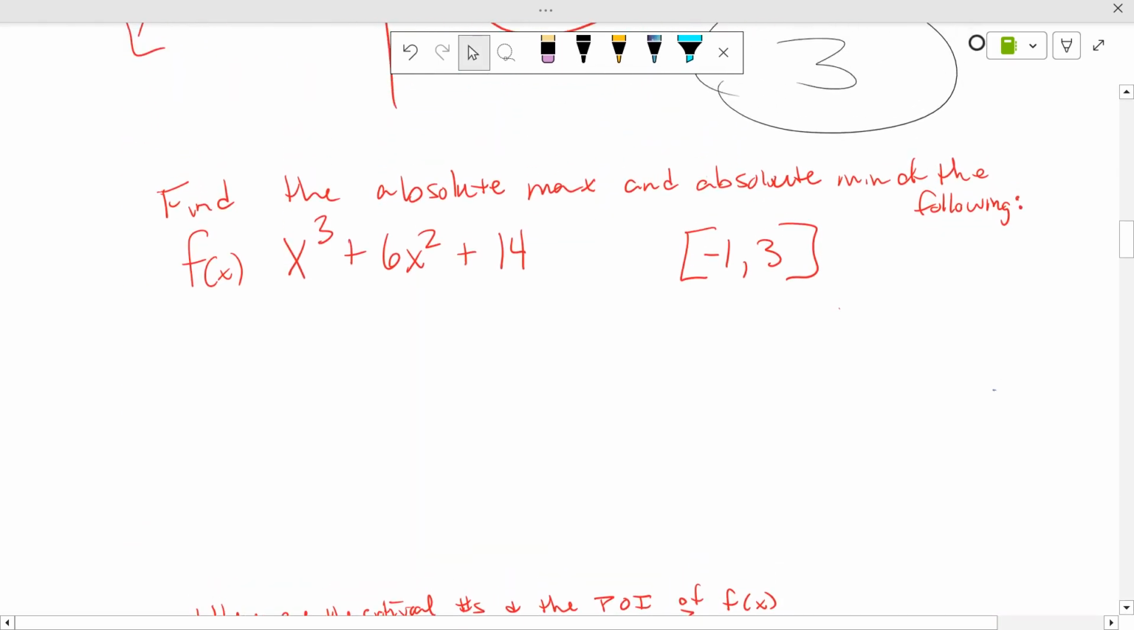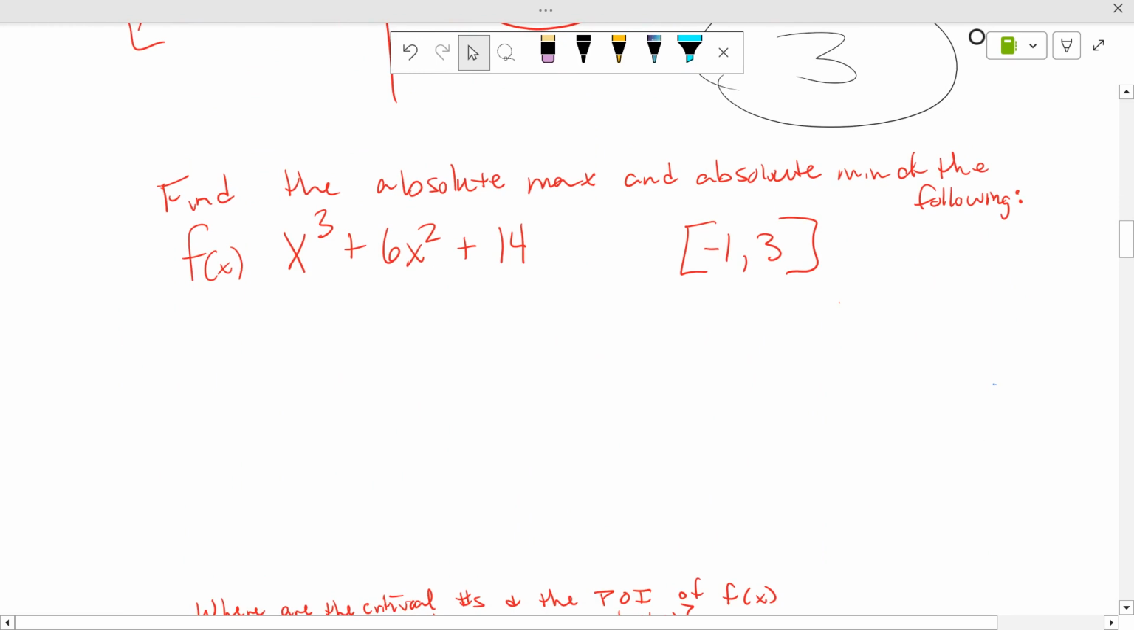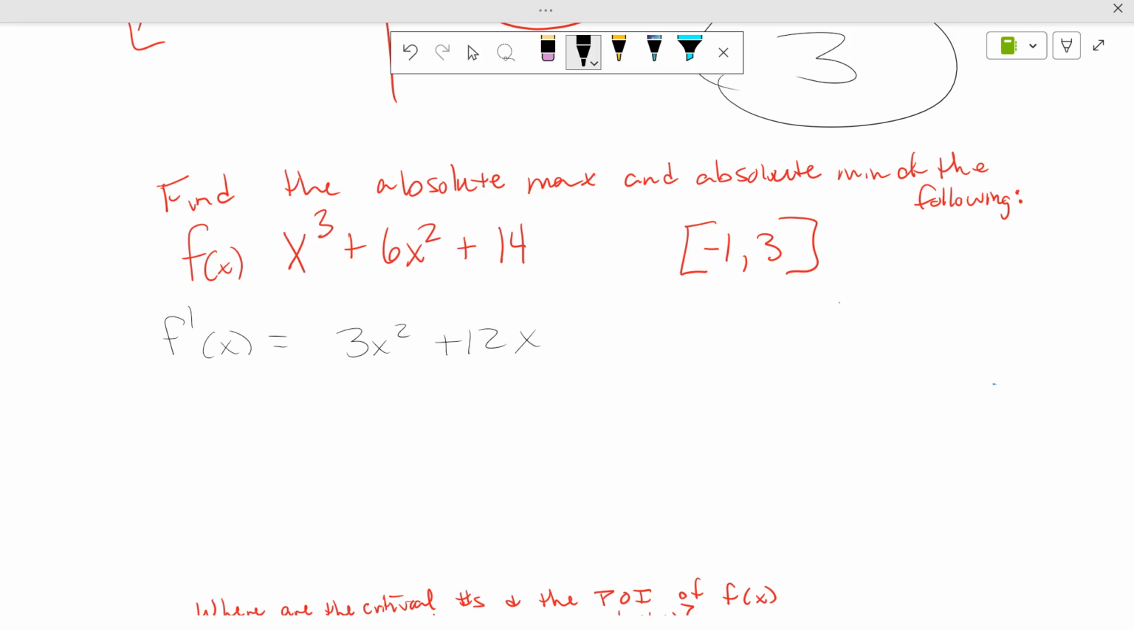Find the absolute max of this. This is just like Khan Academy. So the first derivative equals what? 3x squared plus 12x. Set it equal to 0. 3x comes out, x plus 4 is here. x equals 0, x equals negative 4.